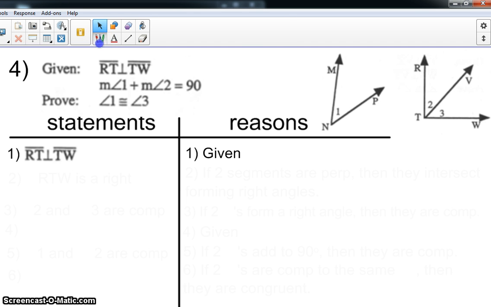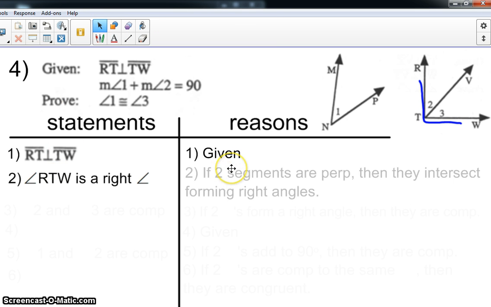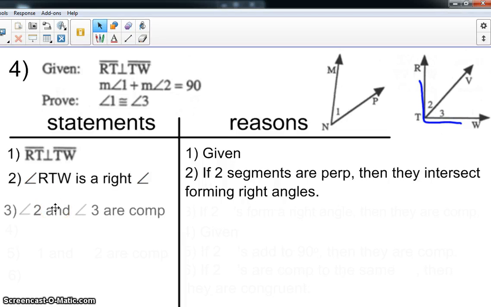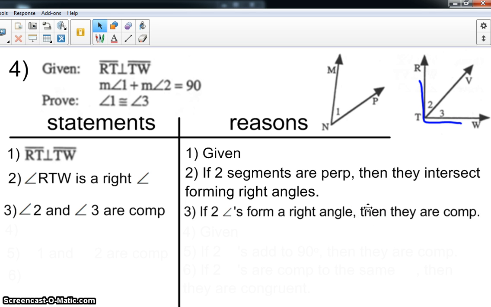We know that if two segments are perpendicular, that they are going to intersect to form a right angle. So we can say that angle RTW is a right angle, because if two segments are perpendicular, then they intersect, forming right angles. We also know that in a diagram, if two angles are adjacent, forming a right angle, they are complementary angles. So in the diagram, that would be angles 2 and 3. And if two angles form a right angle, then they are complementary.